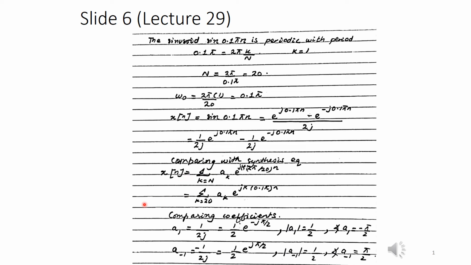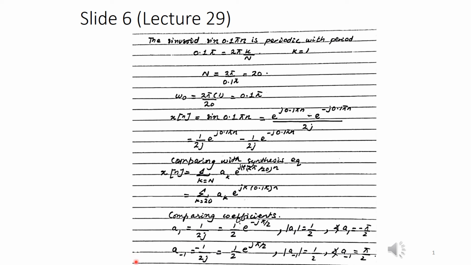This period k, as I said earlier, could be taken over any number of samples. So you can take it from minus 10 to 9, or in fact minus 9 to plus 10, which makes 20 samples. So this k can be defined over any period. So for the A1 coefficient, the value will be 1 by 2j, or if we take j in the numerator, it will be minus j by 2, which makes its magnitude 1 by 2 and phase minus pi by 2.